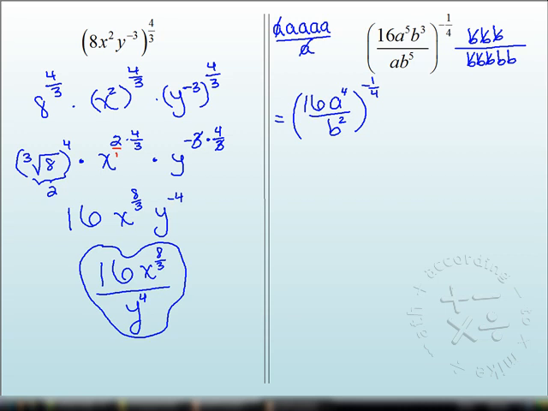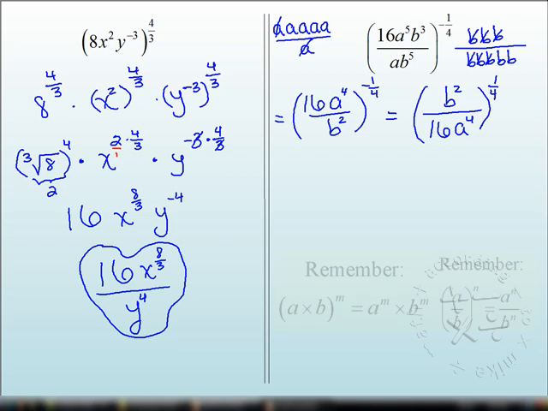A little trick is when you have a fraction raised to a negative exponent, well, remember, all a negative exponent says to do is take the reciprocal. So we'll just take the reciprocal right now of this entire fraction to get b squared over 16 a to the 4th, but now it's going to be raised to the positive 1/4 power. Positive exponents are better to work with.